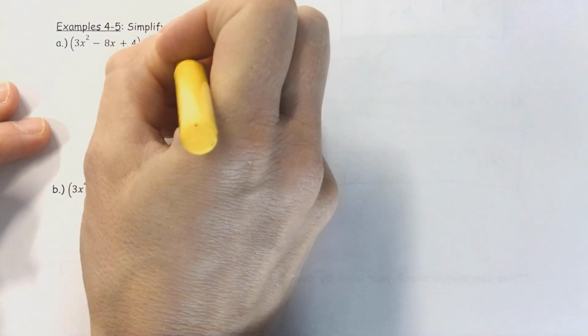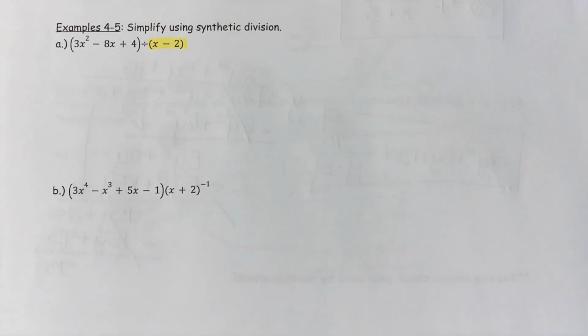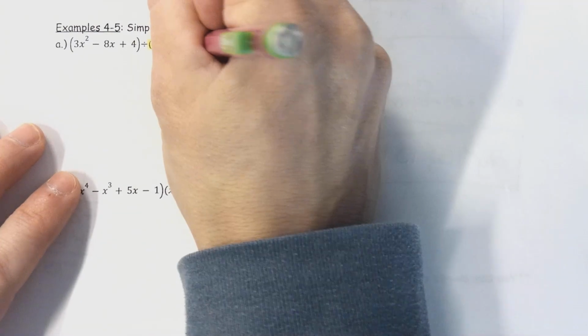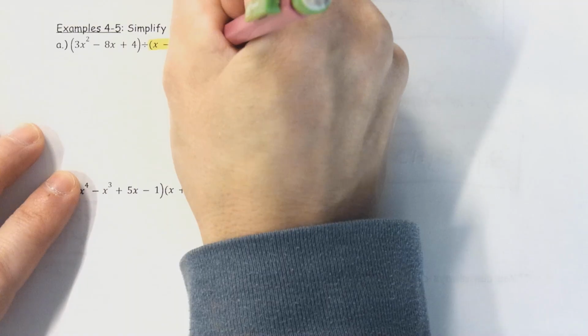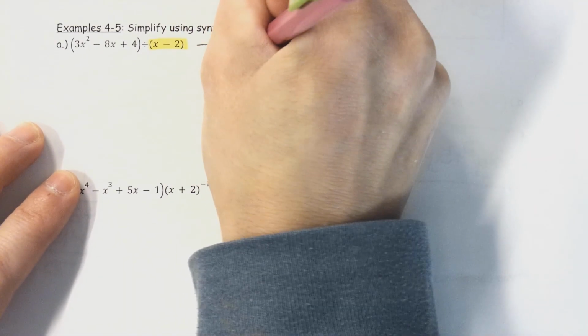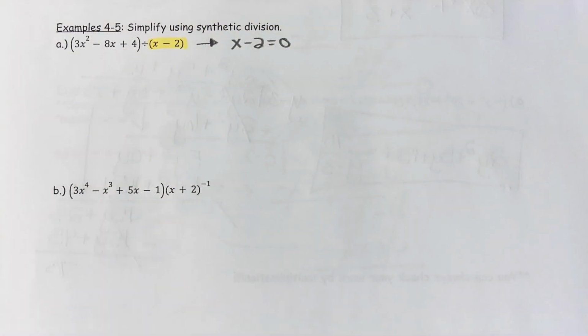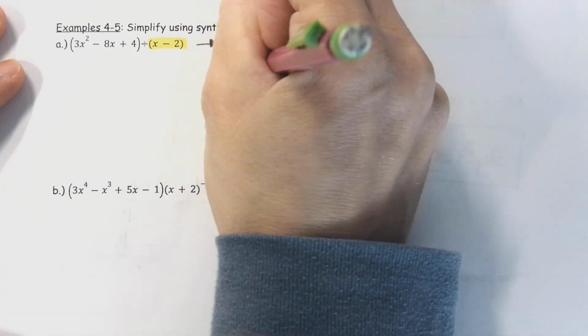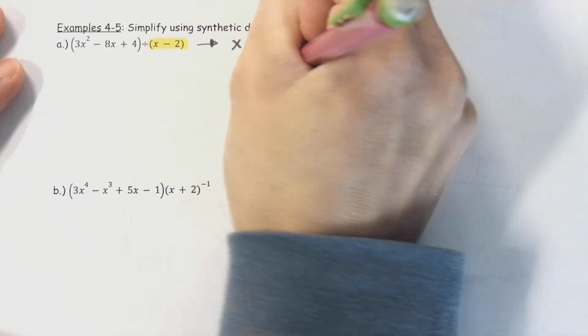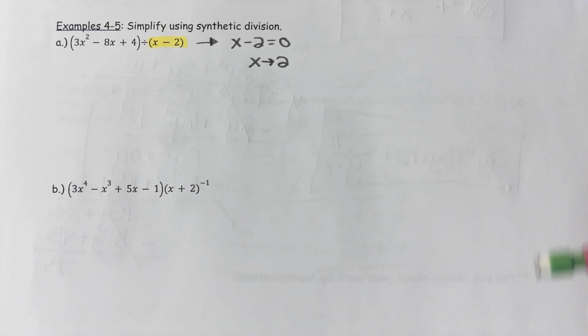Okay. So when you are doing synthetic division, the first thing you want to look at is what is being divided in. And you're going to want to solve that for when it would be 0. So the question is, when would x minus 2 equal 0? So what value of x would make this true? 2. All right. So I'm going to plug in 2 for my synthetic division.